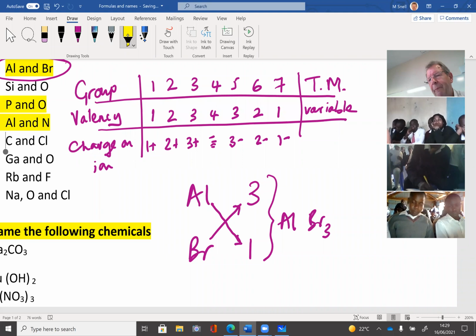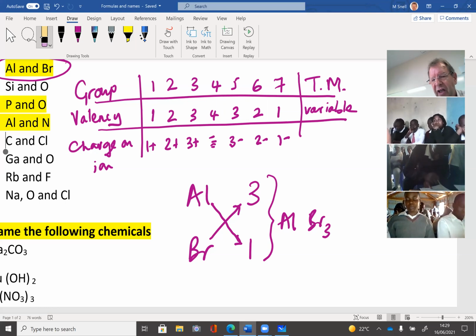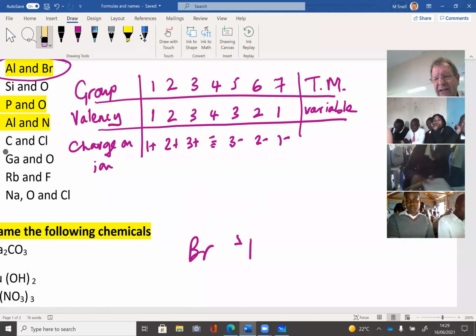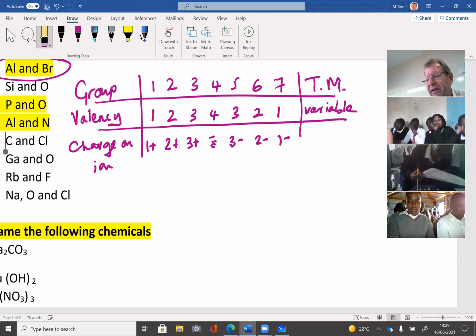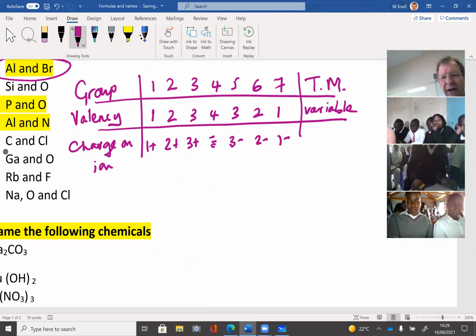Some of you will remember the charges on ions. So I'm just going to get rid of what I've done here. Okay, I'll come back to it. I'll show you it again. All right, I'm just going to get rid of it. So if you are the person who remembers ions, I'm still trying to do aluminium and bromine.